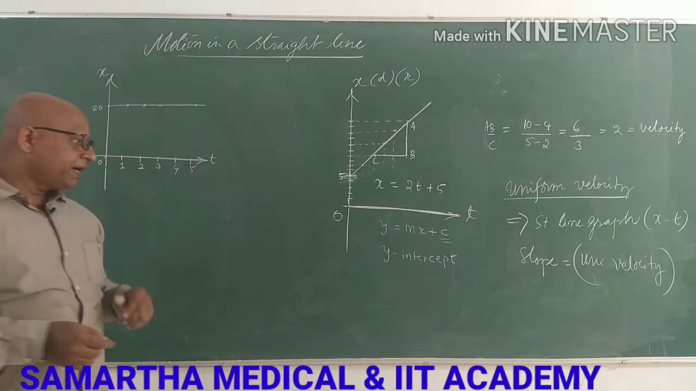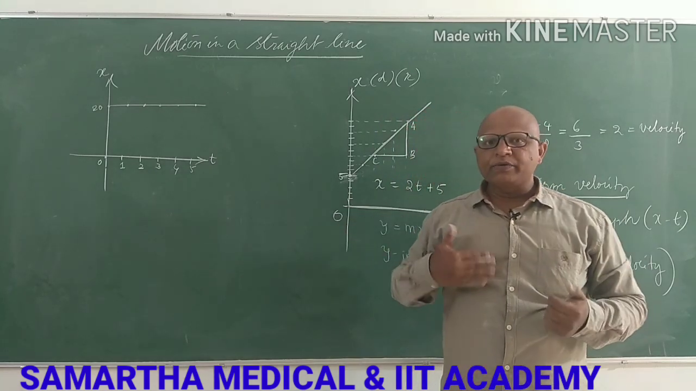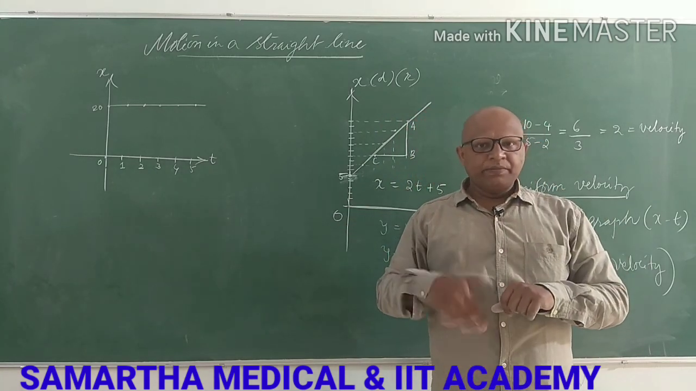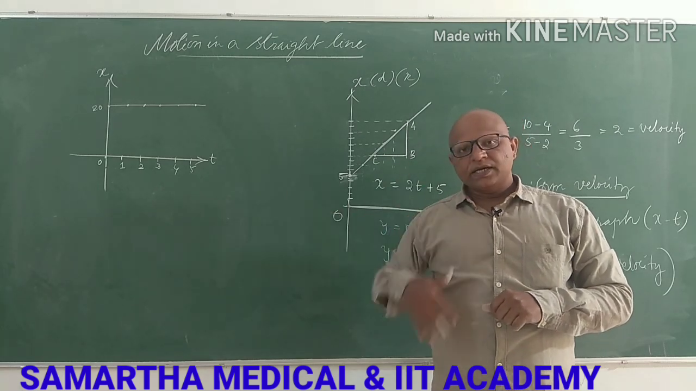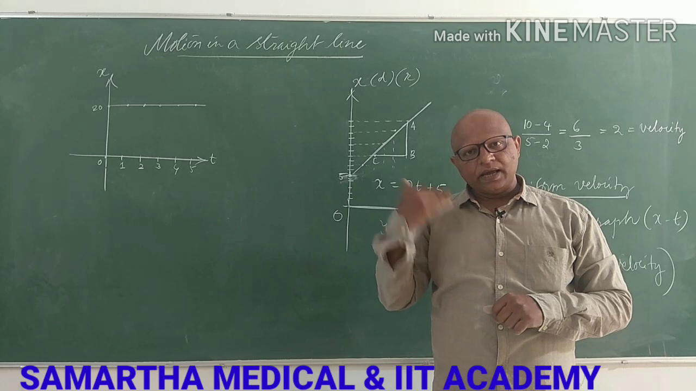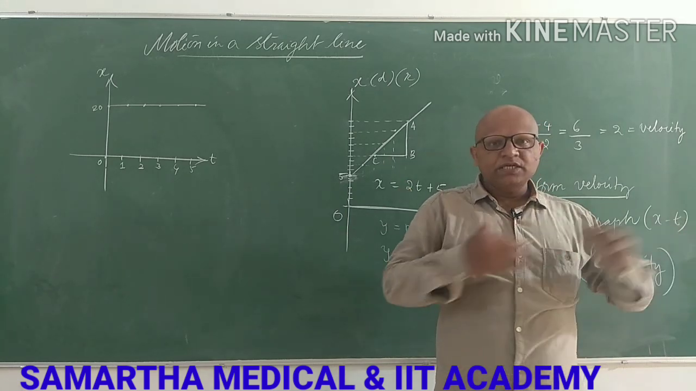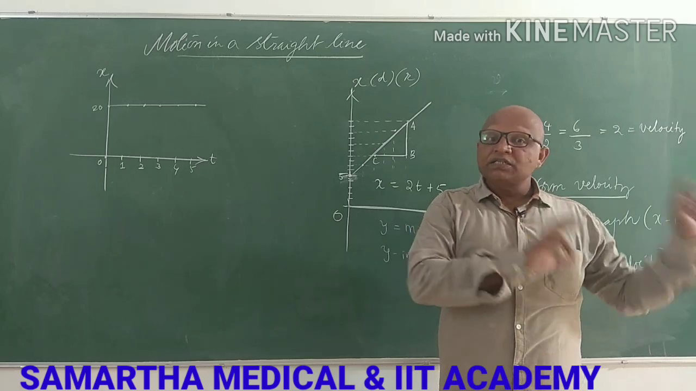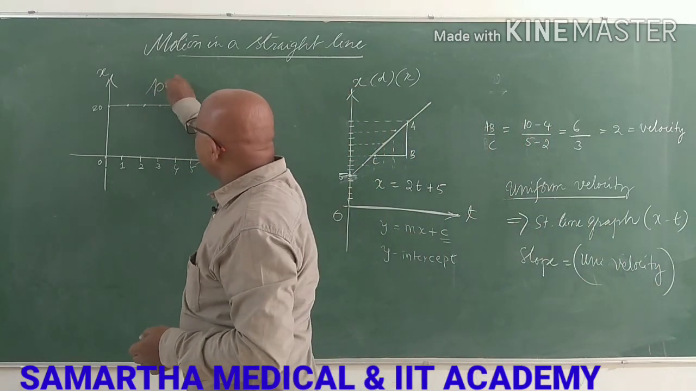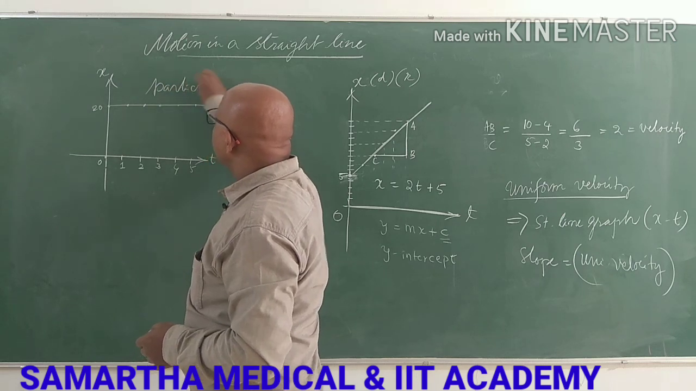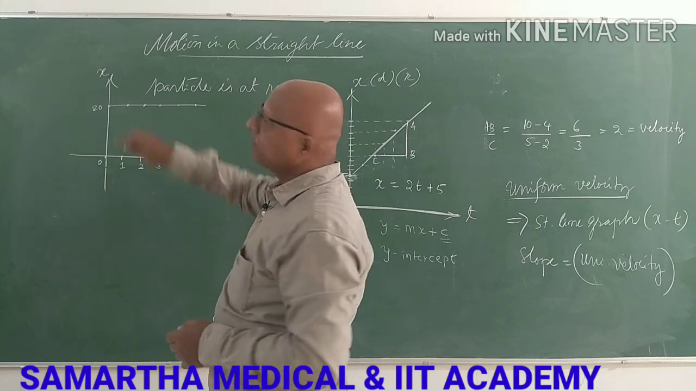Suppose from the edge of the board, I am here, 20 meters. One second, I am here, 20 meters. Next second, I am here only. Third second, I am here only. Fourth second, I am here only. Fifth second, I am here only. It means what? My position is not changing. It means I am at rest. So the particle is at rest. That is the meaning of this kind of graph.